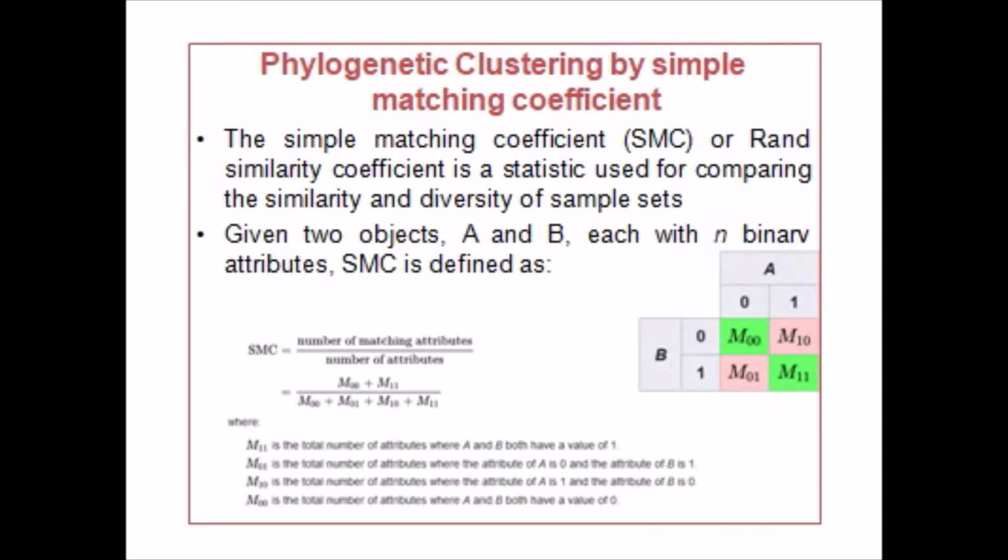In the table, it is (M00 + M11) / (M00 + M01 + M10 + M11), where M11 is the total number of attributes where A and B both have a value of 1. M01 is the total number of attributes where the attribute of A is 0 and the attribute of B is 1. M10 is the total number of attributes where the attribute of A is 1 and the attribute of B is 0. M00 is the total number of attributes where A and B both have the value of 0.